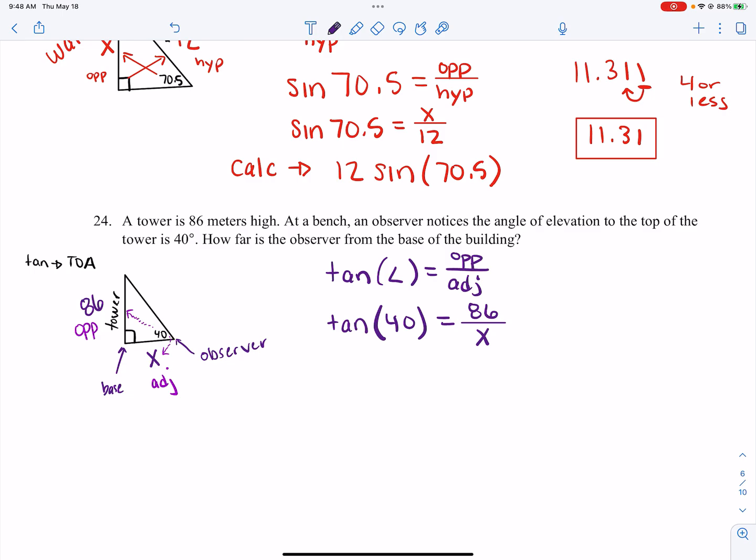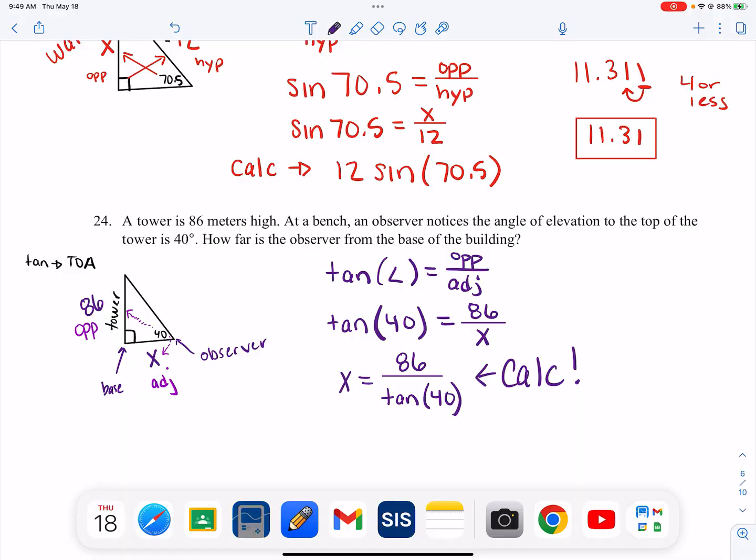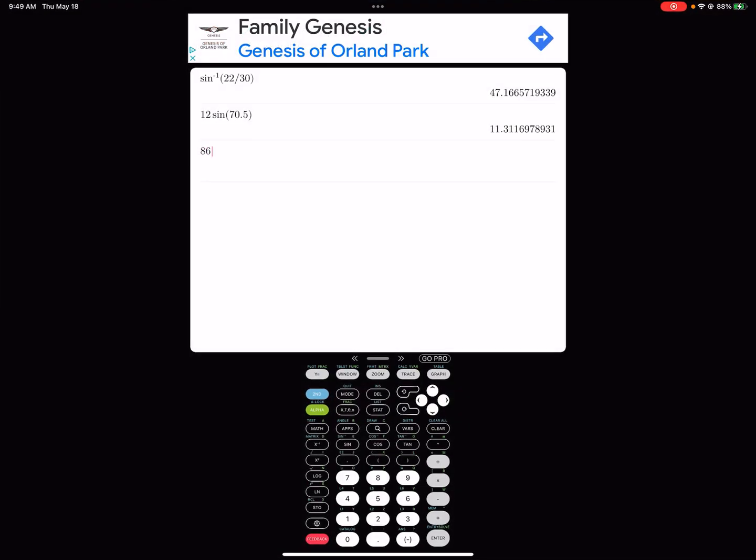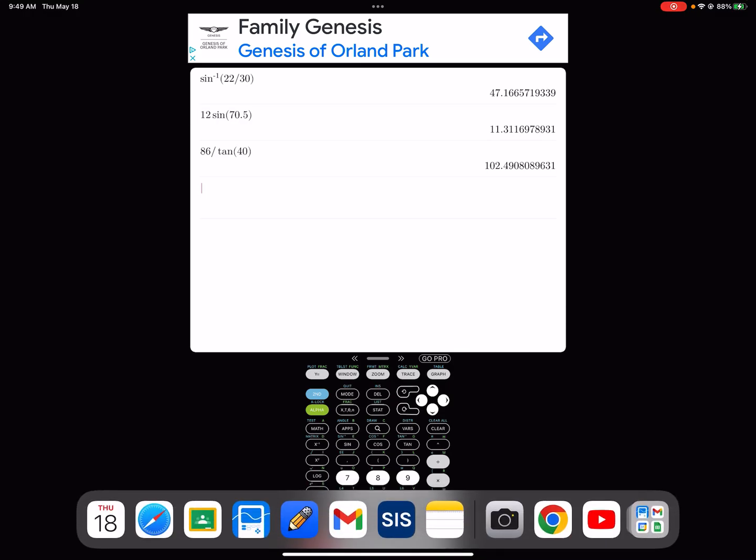In order to figure out what x is equal to, on my calculator, I'm going to do the side length I know, which is 86, divided by tan of my angle, which is 40. So I go to the calculator, I do 86 divided by tangent of my angle, which is 40. Hit enter, 102.490.